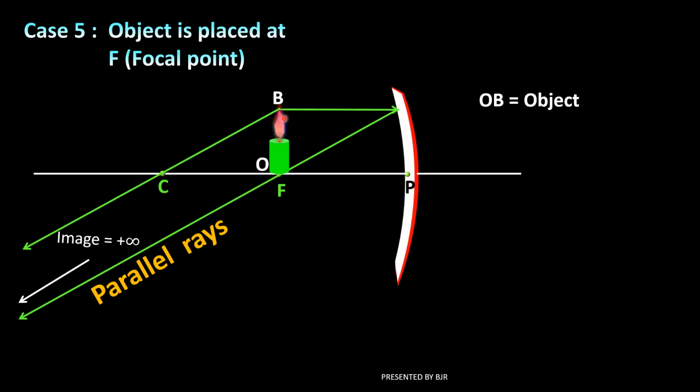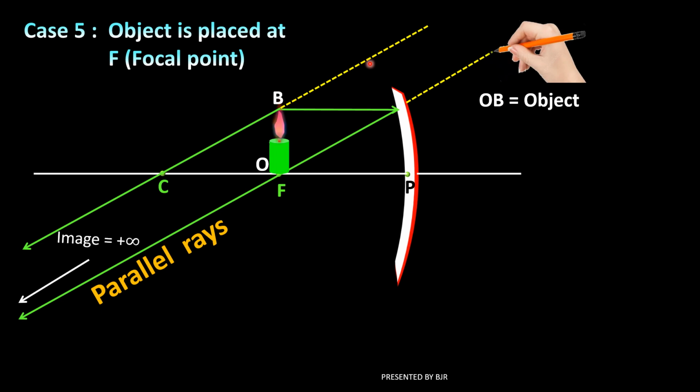Suppose these two reflected rays are extended backwards, one may think that the image may be formed on the other side, that is behind the mirror at infinity. See here, let us extend the two rays backwards. Here I am extending this ray backwards, and here is the other reflected ray extending backwards. These two reflected rays are again parallel rays only. That means the image may form at infinity, that is minus infinity, meaning behind the mirror, like this.